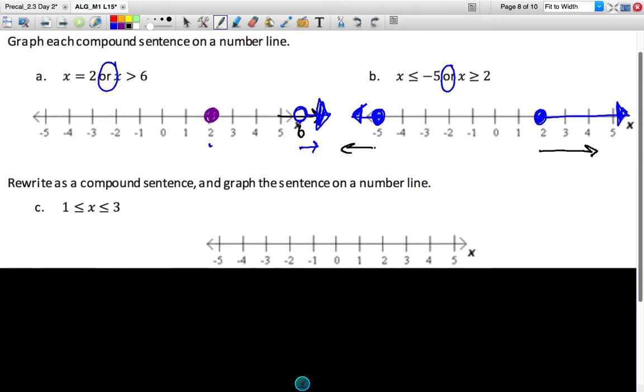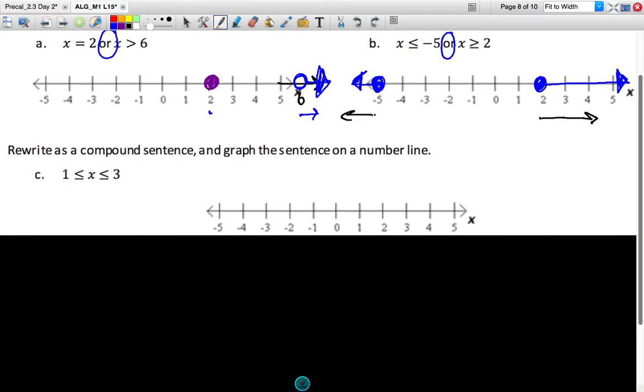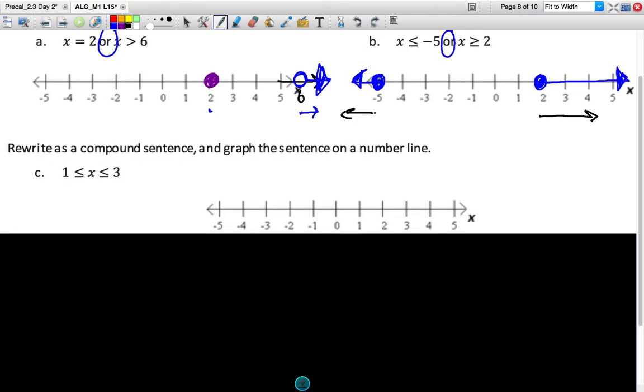Part C. This is two inequalities that are written together, smushed together, written in a fancy way. Whatever is between the two inequality symbols is going to go with both inequalities. So in this case, x is in the middle. So x is going to go with this 1, that's one inequality, and x is going to go with this 3. So we're going to write each of those circles out separately.